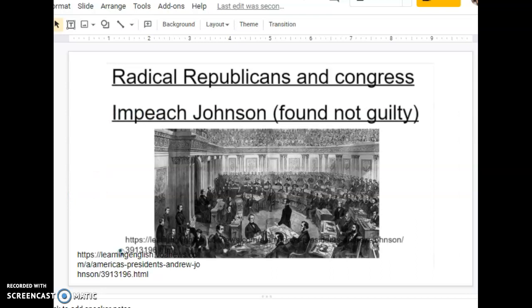So it was very contentious between the radical Republicans and Johnson after the war, and we'll talk more about this in class.